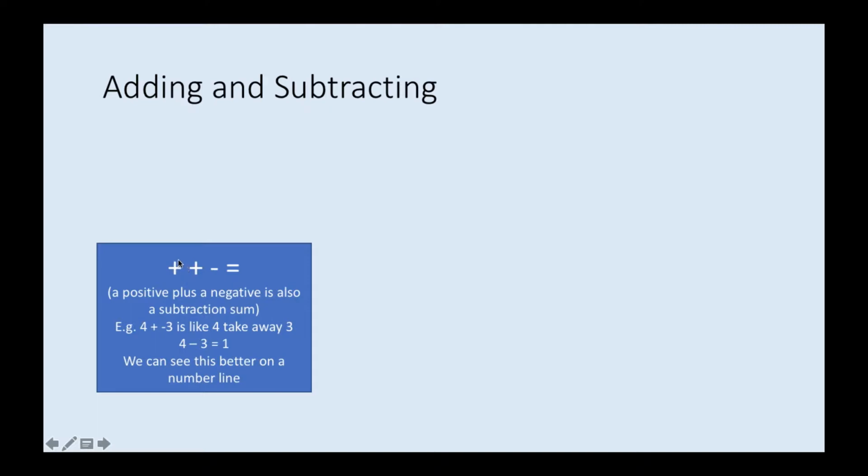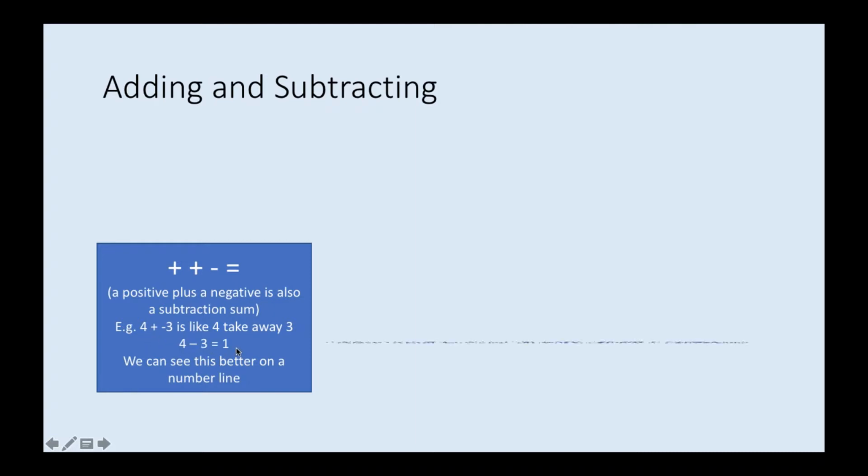So let's say you have a positive plus a negative. In this case, you have this positive number, and it's like saying take away. So you're going to ignore this add sign, it doesn't really matter. So you're going to do a number, take away another number. So if we had 4 plus -3, for example, you're just going to do 4 take away 3, which is 1.